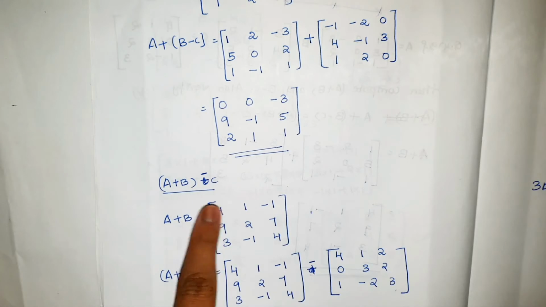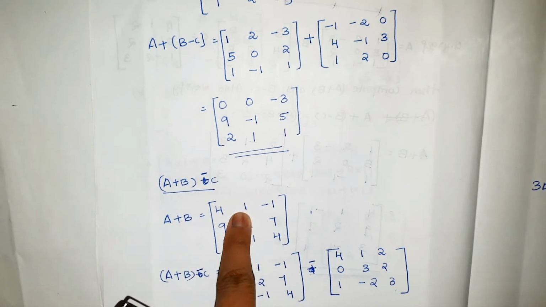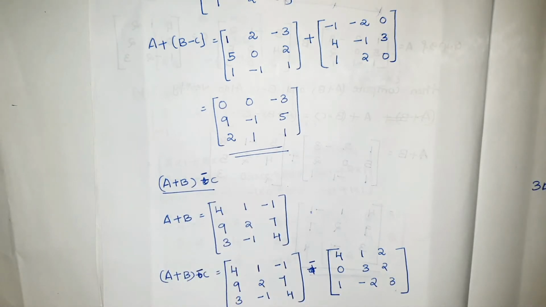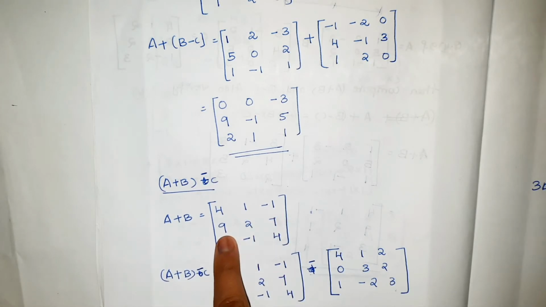Next we have to find A plus B and then subtract C from that. So what is A plus B? We already found A plus B. Our A plus B is 4 1 minus 1 9 2 7 3 minus 1 4. Okay students, so next we have to subtract C.